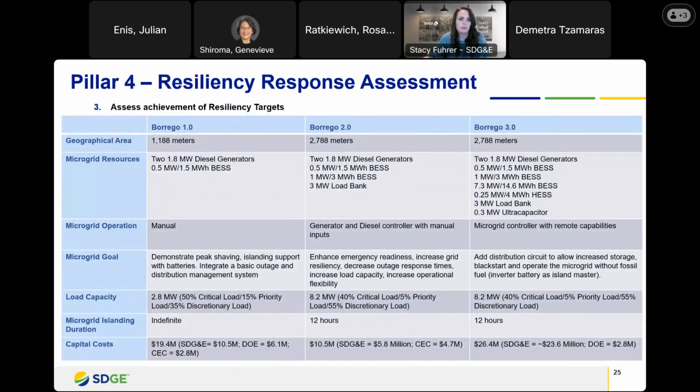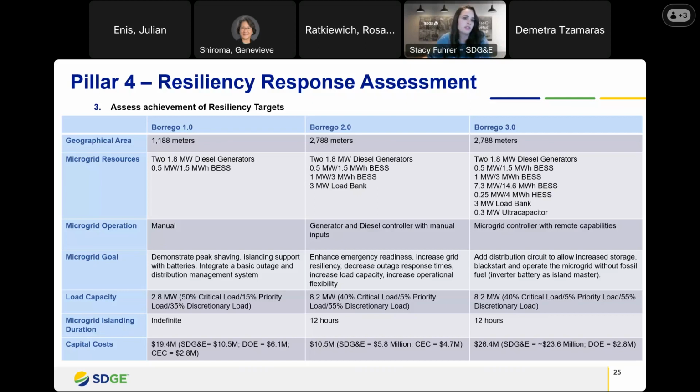Now, as we continue through Pillar 4, we look at what we have achieved with our resiliency targets. And so for SDG&E, we're able to review Borrego 1, 2, and 3.0 against each other, or just simply lay out what has changed for the microgrid. So the biggest difference between 1 and 2 is the geographical area that it supports. So once again, Borrego 1.0 was just one circuit, so it's just under 1,200 meters, while Borrego 2 and 3 are the whole community, so almost all 2,800 meters.